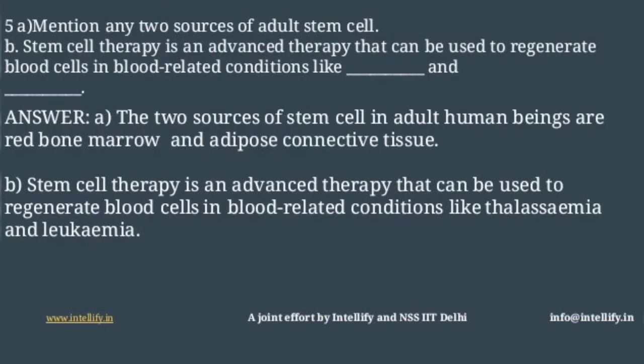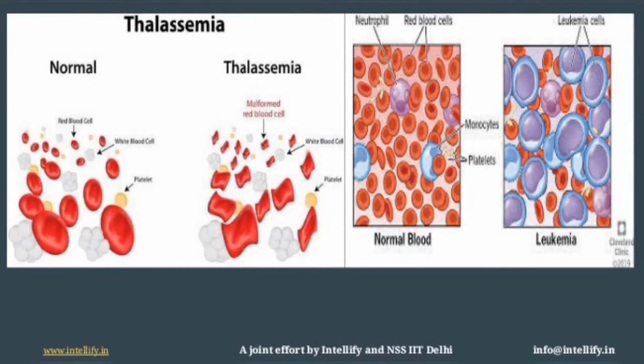And then the next subdivision, stem cell therapy is an advanced therapy that can be used to regenerate blood cells in blood related conditions like dash and dash. These include thalassemia and leukemia. These are the two blood disorders. Thalassemia involves less oxygen carrying protein and fewer red blood cells in the body than normal. And leukemia is a cancer of blood forming tissues including bone marrow. It hinders the body's ability to fight infection.